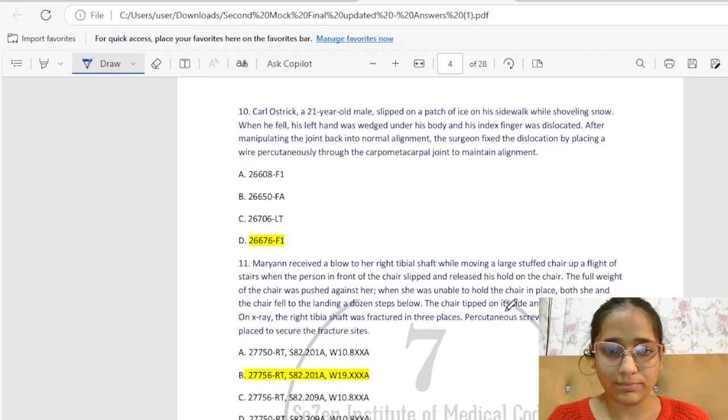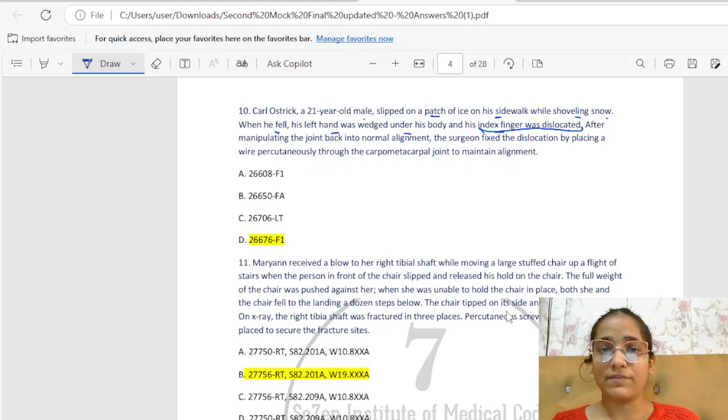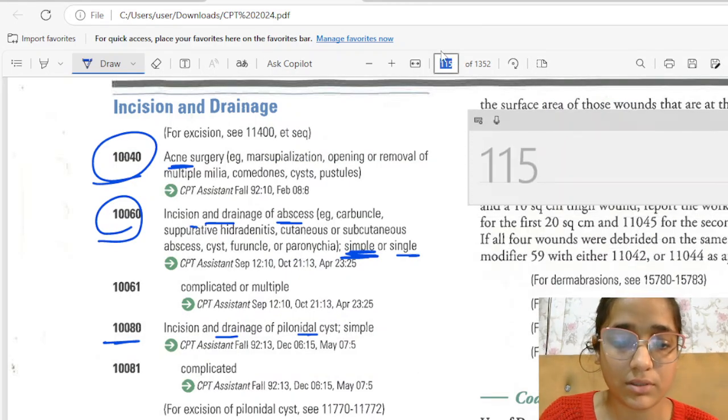Let's try this one. A 21-year-old slipped on a patch of ice on his sidewalk while shoveling the snow. When he fell, his left hand was wedged under his body. His index finger was dislocated. After manipulating the joint back into the normal alignment, the surgeon fixed the dislocation by placing a wire percutaneously through the carpometacarpal joint. Let's reach out to the options. So we have 26608.